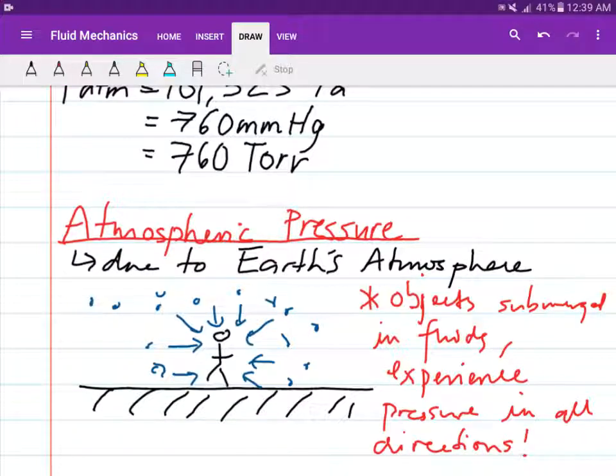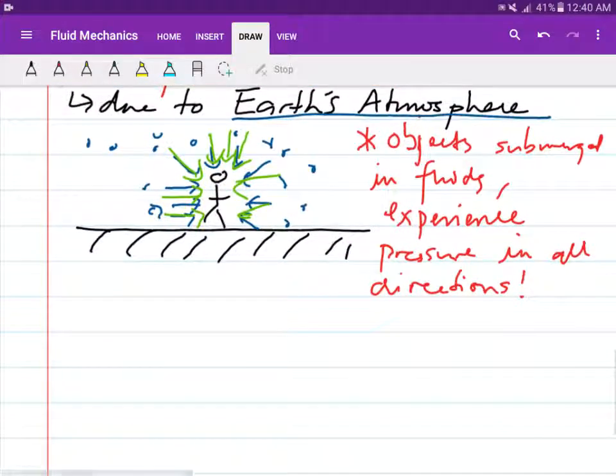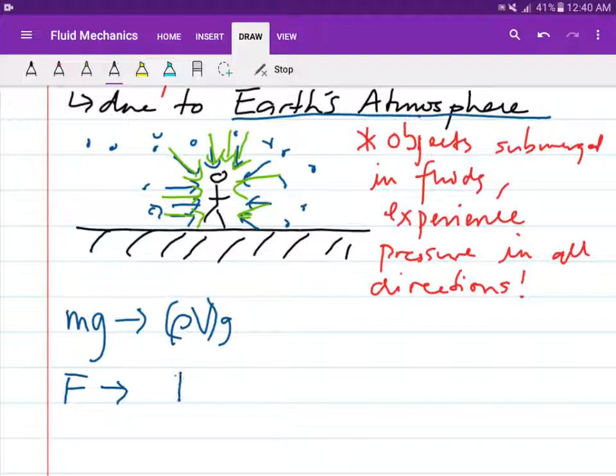So whether you are standing or lying down, Earth's atmosphere always exerts a pressure on you in all directions. Not only here on the head, it is also exerted sideways. So this is how we study fluid mechanics. We will transition from mg to rho v g, and for force we will now be using fluid pressure.